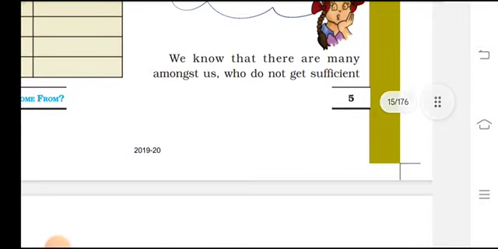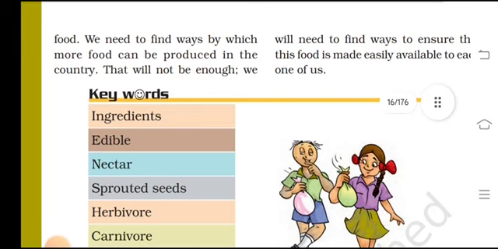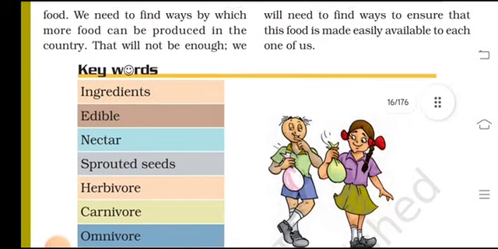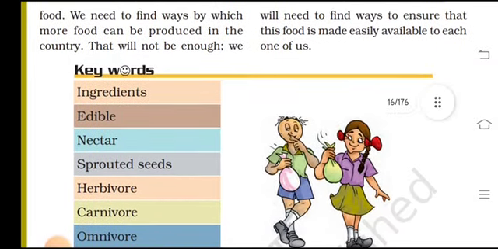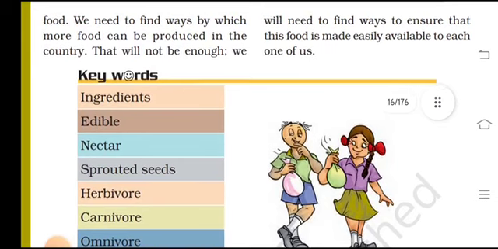We know that there are many amongst us who do not get sufficient food, and we need to find ways by which more food can be produced in the country. We will need to find ways to ensure that this food is made easily available to eat for every one of us.